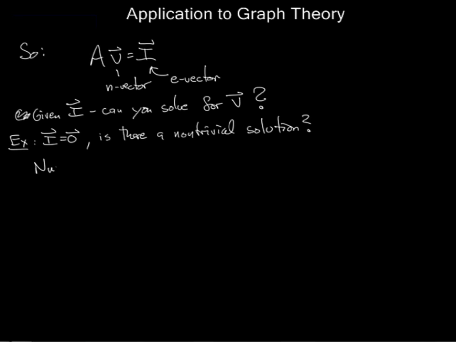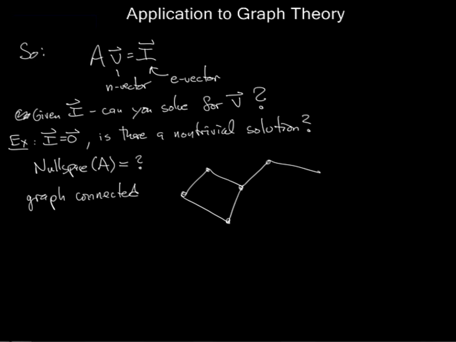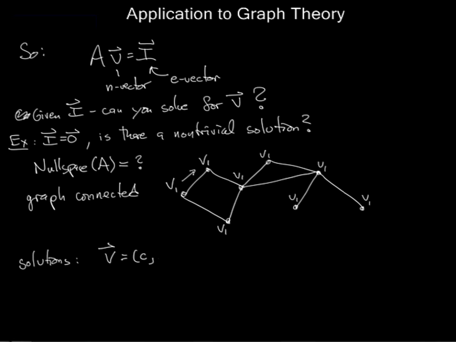Well, it's clear that there is. So we're asking for the null space of the incidence matrix. And let's just draw a picture. If the graph is connected, suppose you told me that you had some voltage on a particular node, say V1. Well, there's no current flowing, so every other node has to have the same voltage. And so that says that there is a non-trivial solution here, and it's a one-dimensional space.